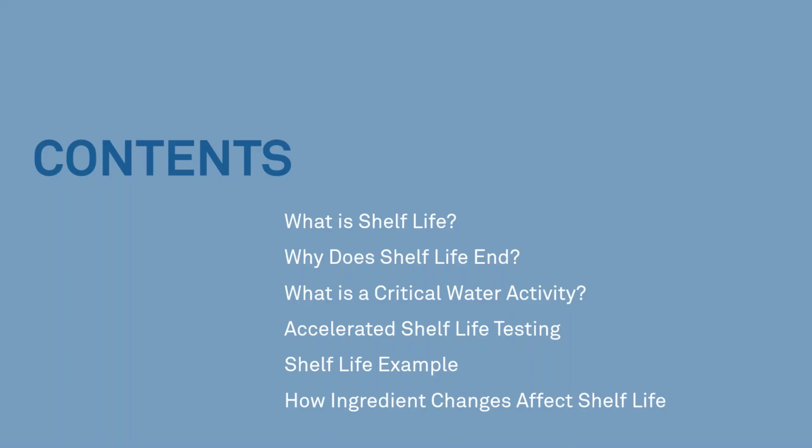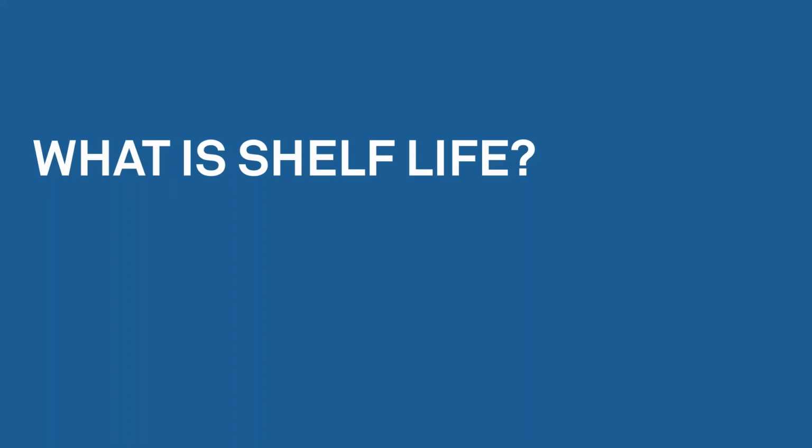Thank you, Mary. I'm going to go ahead and start us off this morning. So just going over the content. Today we're going to go over what shelf life is. We're going to talk about the things that end shelf life. We'll discuss what a critical water activity is. Mary is going to briefly discuss accelerated shelf life testing. We'll go over a shelf life example using kale chips. And then we'll end with talking about how ingredient changes affect shelf life.